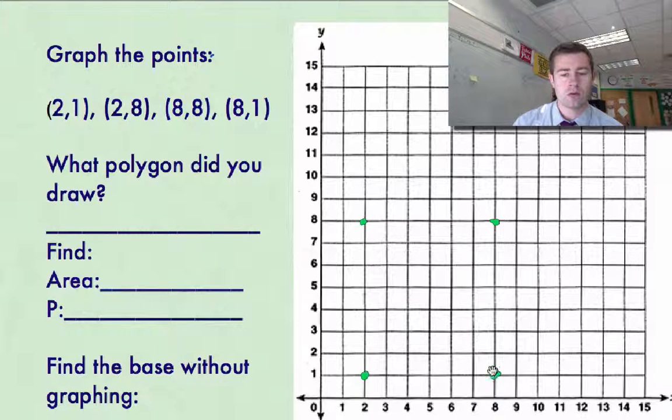And 8,1. So take a look. What did we just make? Well, it looks like it is a rectangle because I see 2 pairs of parallel sides. So it would be a rectangle.